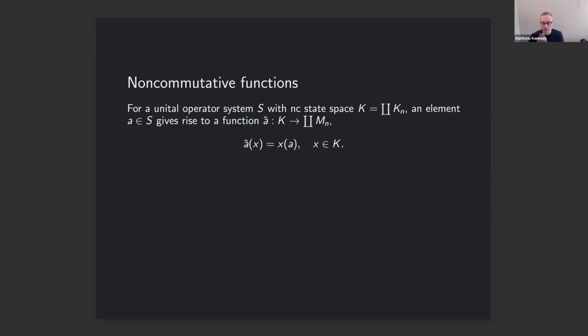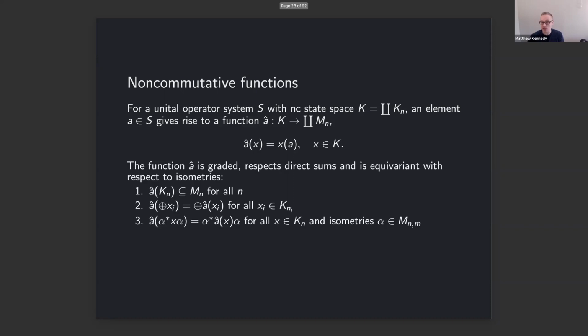So I'm going to let A hat be the evaluation function corresponding to A. Namely, A hat takes a point X in this NC state space, turns things around, and evaluates A at X. Now notice that this is a function from K into the matrices of an appropriate size. And it satisfies, it's not too hard to see if you sit down and think about this for a minute, the following properties. First of all, it's graded in the sense that it sends elements in Kn into the n by n matrices, because by definition, Kn consists of maps into Mn.